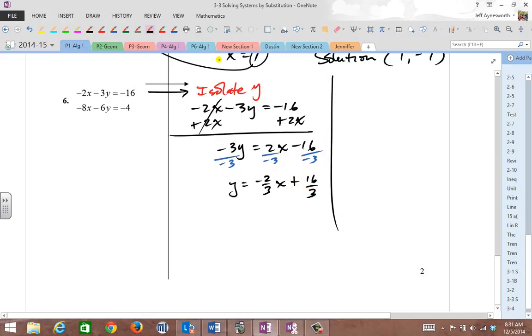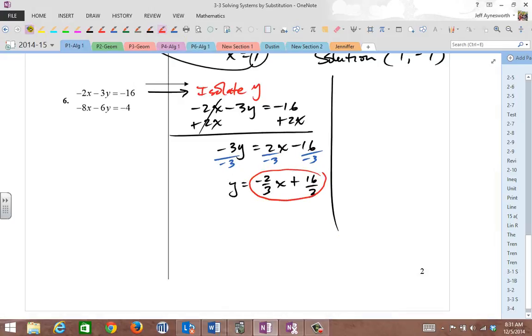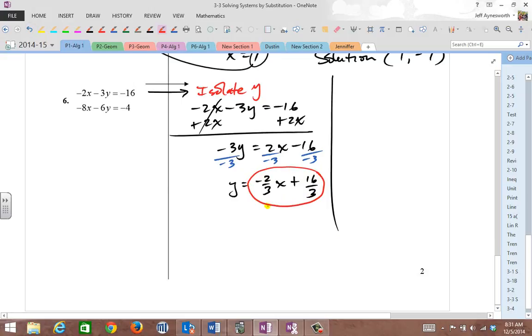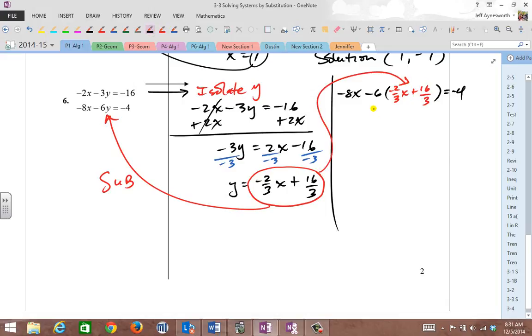Okay, and now what we want to do is we want to substitute. That's where the name comes from. Substitute in for the variable. It's equal to y, so substitute it in for y. And so I get negative 8x minus 6 times all of this. So negative 8x minus 6 times all of what y is equals negative 4. And I need to substitute that in. So I need to bring in my negative 2/3 x plus 16/3, leave it fractional, and distribute. So I get negative 8x.